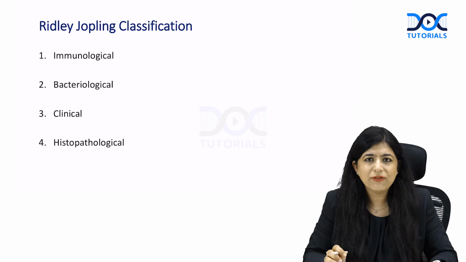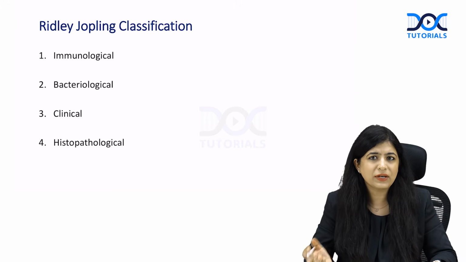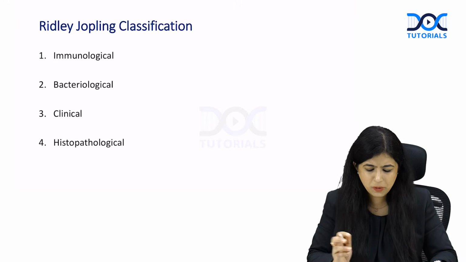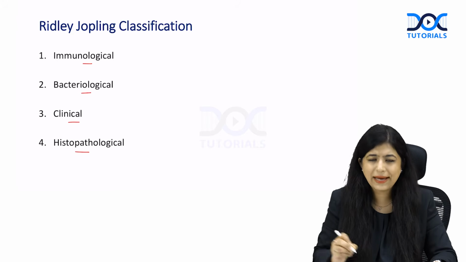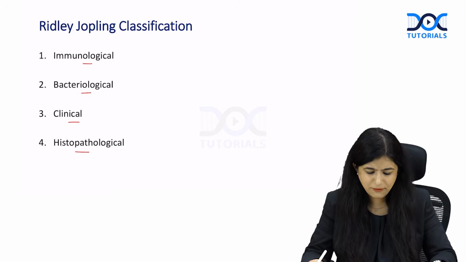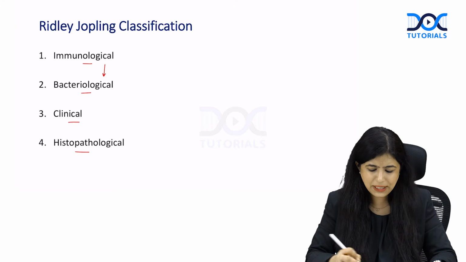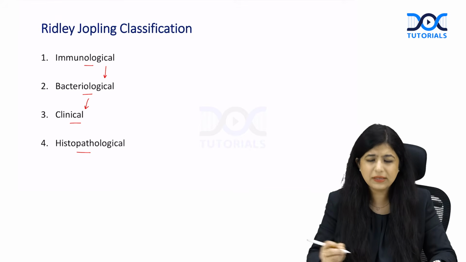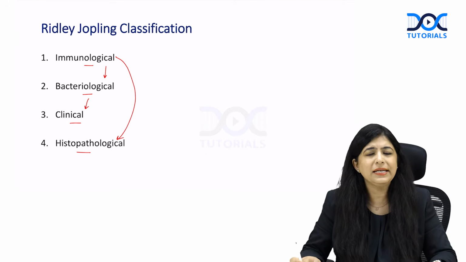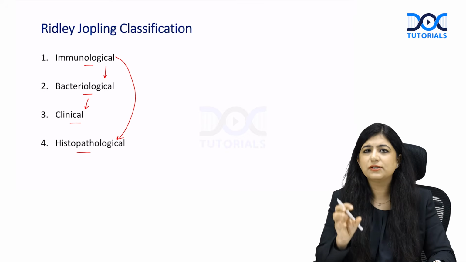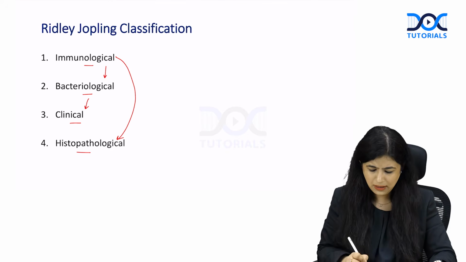Now, what is the classification of determinate leprosy? This is called the Ridley-Jopling classification, which is based upon 4 parameters: the immunological, bacteriological, clinical, and the histopathological features. See, it is the immune response that decides the bacteria, which decides the clinical features, and which also decides the histopathological features. So these 4 are interconnected. Remember these 4 points. This has been asked.